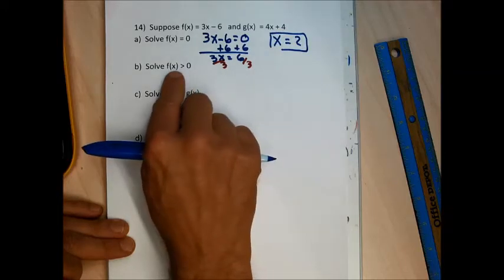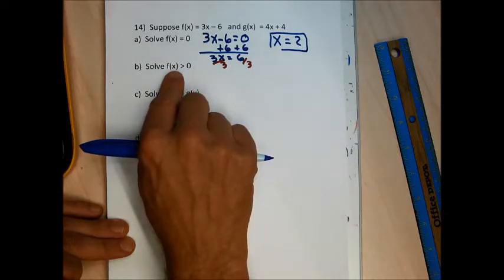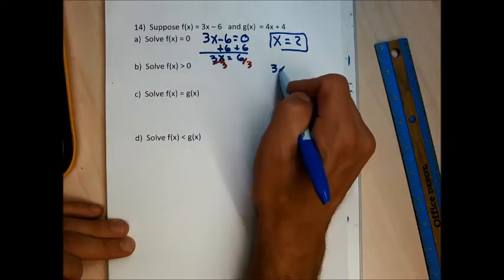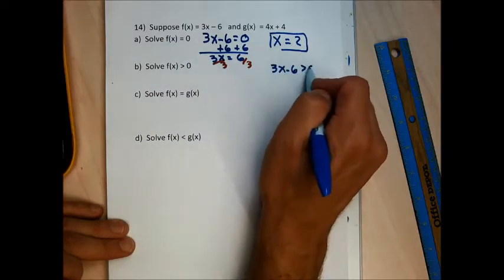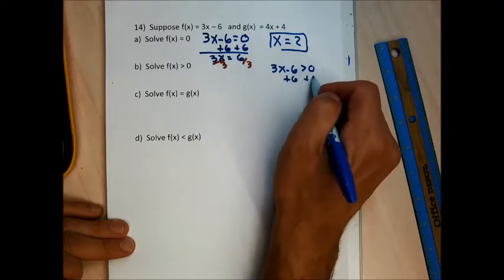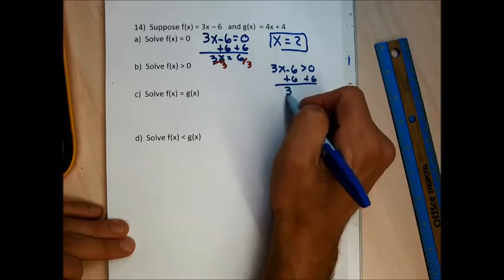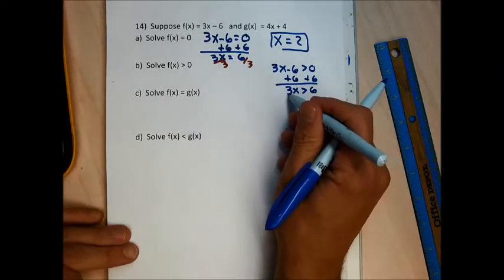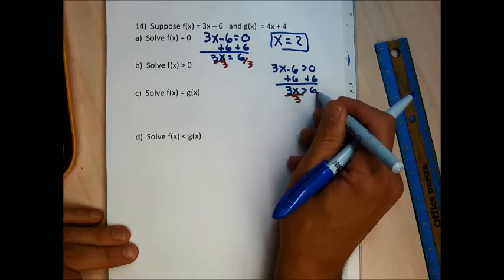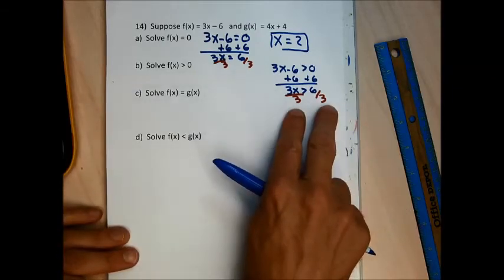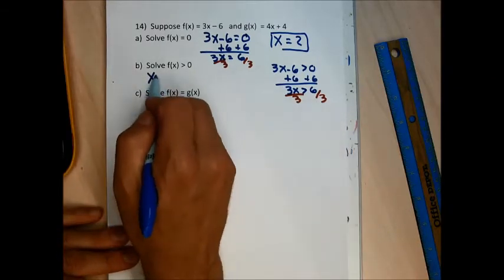When I go to do part B, I'm going to set f of x greater than 0. F of x is 3x minus 6. So I'm going to set 3x minus 6 is greater than 0. The algebra is going to be the same. I'm going to add 6 to both sides and get 3x is greater than 6. And then I'm going to divide by 3. The only time I flip a sign is if I divide by a negative. That 3 is a positive that I'm dividing by, so I don't flip the sign. My answer to part B is going to be x is greater than 2.